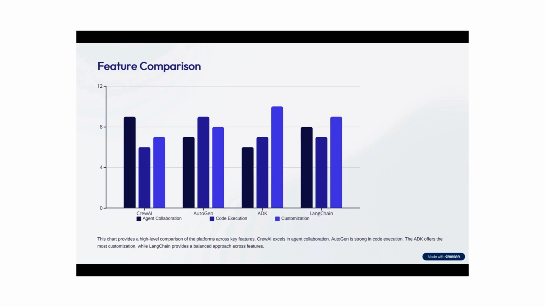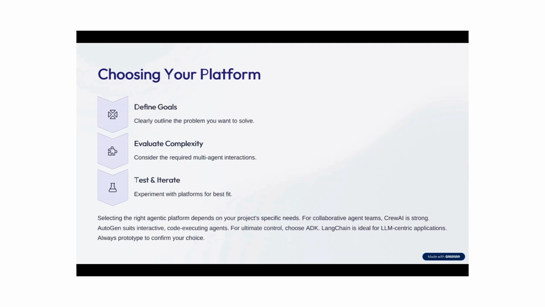So in terms of features, all have rich features, but we need to choose any one of the agentic AI platforms based on our use case. You need to choose your platform based on your goals. What are your goals? What is your complexity, and how do you want to test, iterate and develop it?